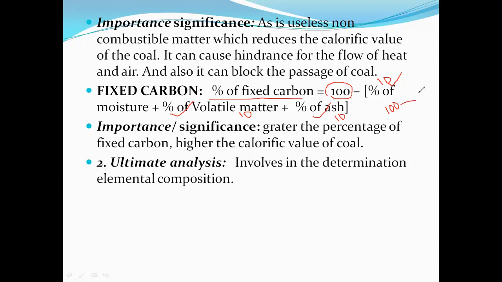100 minus 10 plus 10 plus 10 is equal to 30. 100 minus 30 is equal to 70, so the carbon percentage value is 70 and the impurities percentage is 30. If the impurities are about 30%, then what we are saying is a non-ideal coal sample.